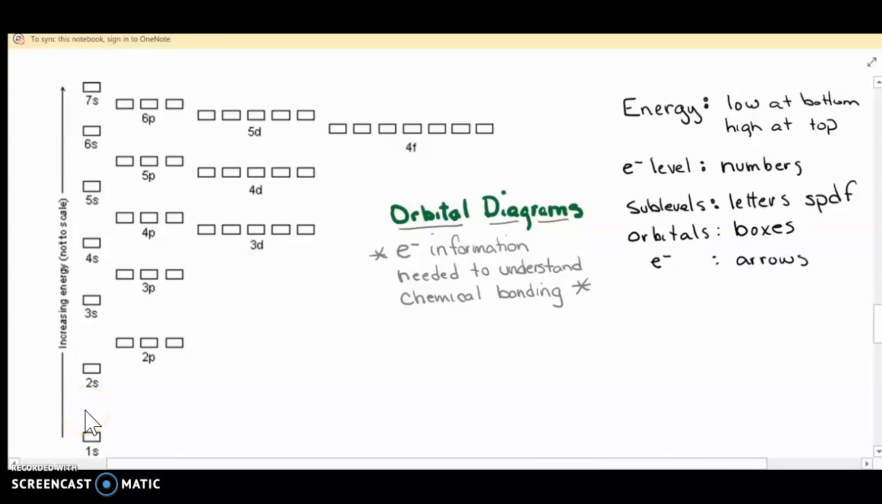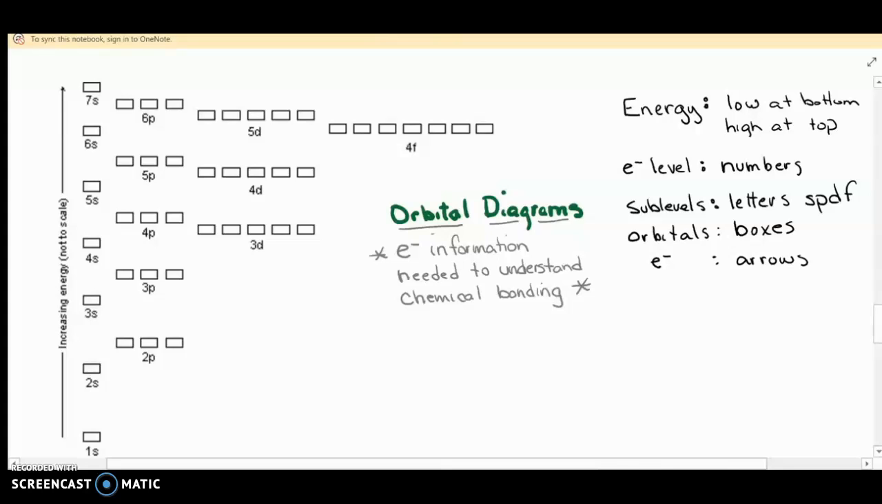So an orbital diagram gives electron information. And this electron information is what we're going to need for us to understand what happens for an atom to become more stable and form chemical bonds with other atoms. So the parts of an orbital, the placement on the page shows energy.